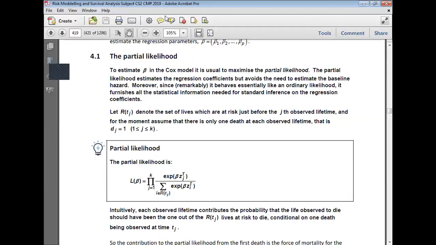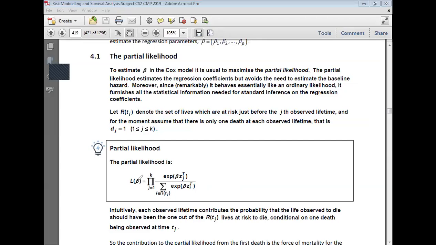But let us just try to see this first. What we have here is our likelihood function, and the parameter is the whole beta vector, consisting of beta 1, beta 2, up until beta p.